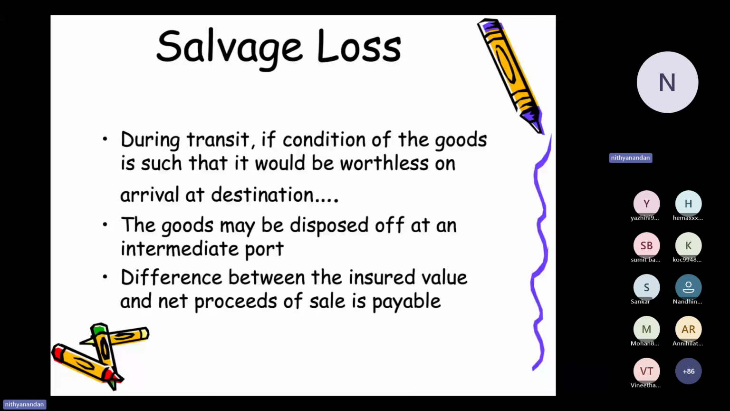Salvage loss. Salvage loss means, take the case of vegetables, what damage occurred.